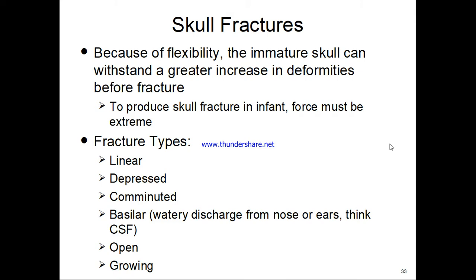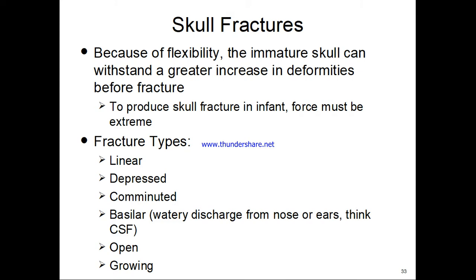Skull fractures. Because of skeletal flexibility, immature skulls can withstand a greater impact before they fracture. To produce a skull fracture in an infant, the force must be extreme. Any infant with a skull fracture is suspicious for abuse. Most infants who fall off the couch will not have a skull fracture. That is highly suspect.